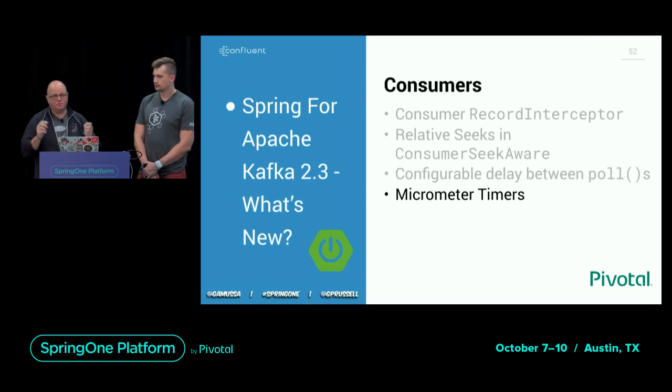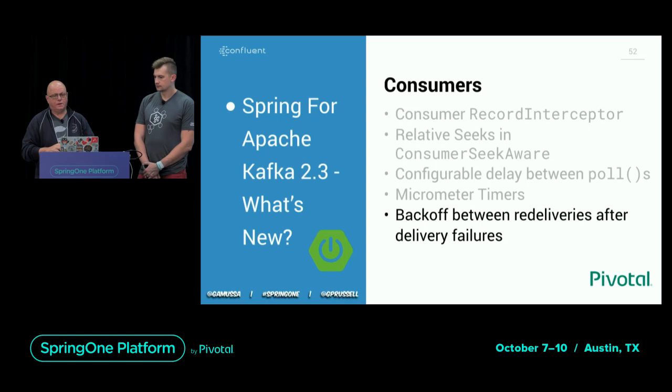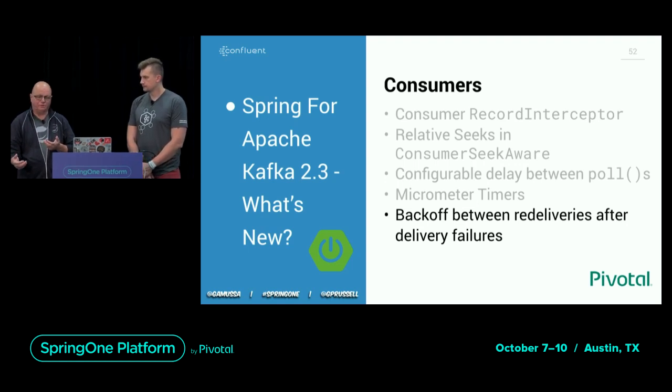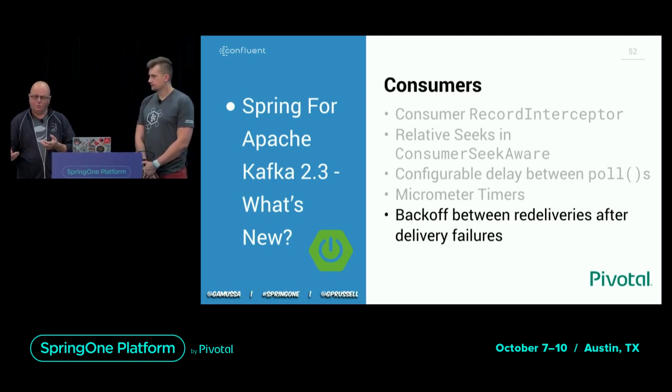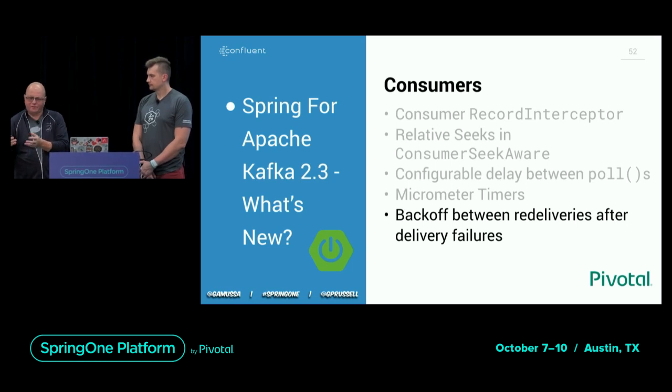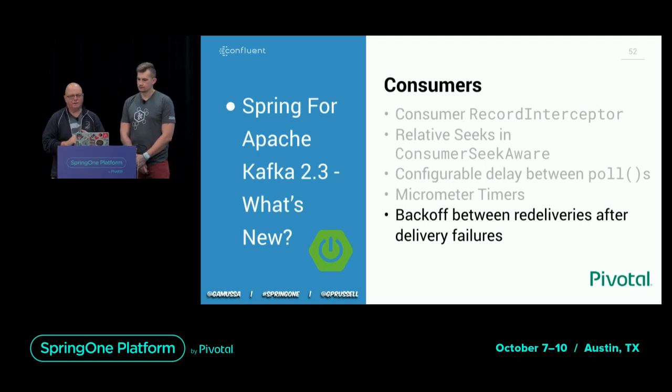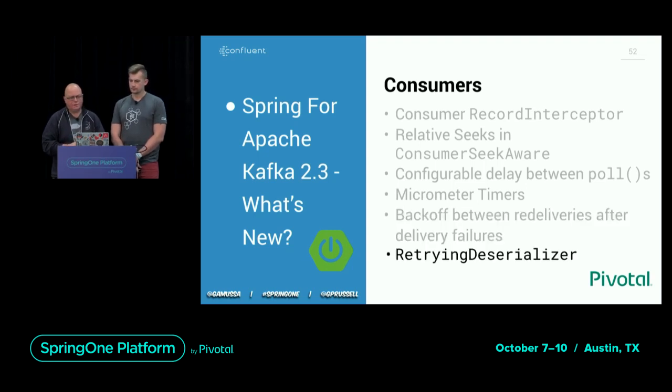Micrometer, as with most Spring projects now, we've added Micrometer timers so you can monitor the performance of your POJO listener method. We have this notion of seek to current record. So if a listener throws an exception and you configure the appropriate error handler, we'll reseek everything that hasn't been processed, and so they'll be returned. With the previous versions, that was immediately delivered right back. So now you can add backoffs in there.